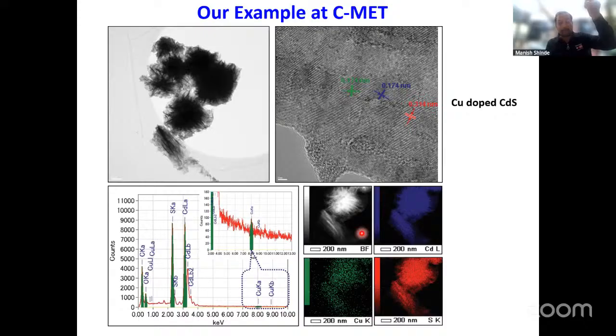I can do the mapping in SEM mode. I can do the elemental mapping and EDS in TEM mode also. So in TEM mode, when I have done the mapping, I can see the presence of CD. I can see the presence of sulfur on those particles. These two particles I have chosen for the mapping. So I can see the presence of CD, I can see the presence of sulfur, and in the same region, I am seeing the presence of copper. That means copper is uniformly doped in the sample.